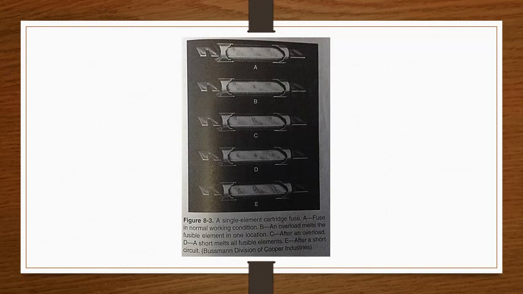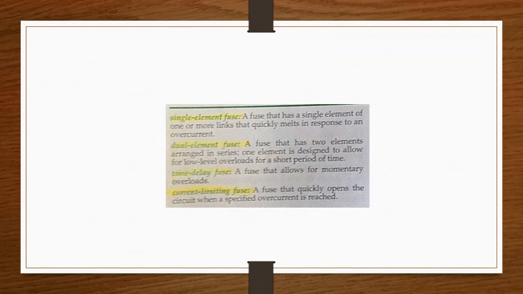A dual element fuse. A dual element fuse has two elements arranged in series. One element is similar to the element in a single element fuse and performs the same function. The other element is designed to allow for low-level overloads of about 5 times the ampere rating for over 10 seconds.